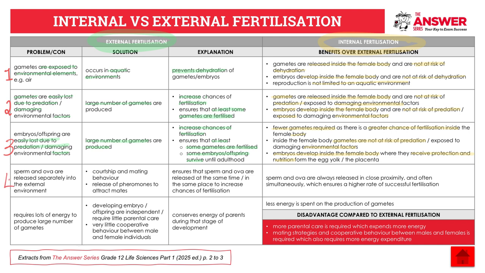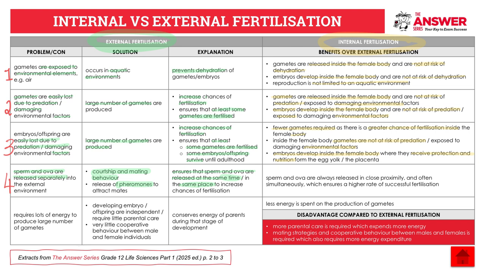Then another problem with external fertilization is that sperm and ova are released separately into the external environment, which means that they need to find one another, which is a bit of a problem. The solution that animals have for this problem is that courtship and mating behavior leads to the male and female coming in close proximity, or maybe they release pheromones of some kind to attract each other. This ensures that the sperm and the ova are released at the same time, or at least in the same space, to increase the chances of fertilization.